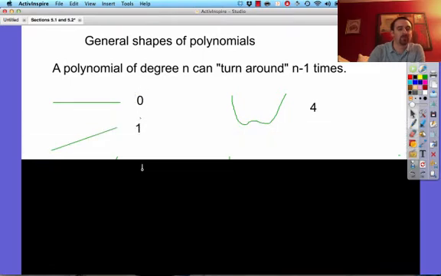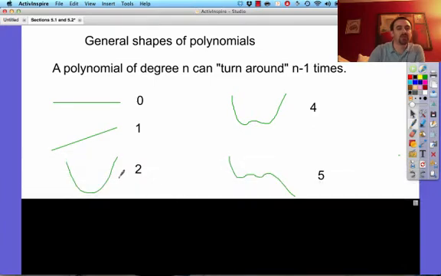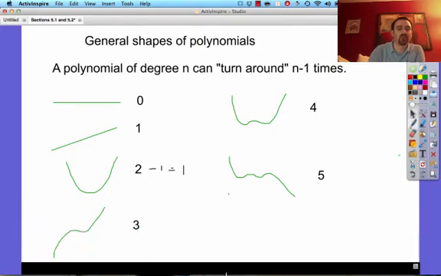Degree 1. Degree 1, 1 minus 1 is 0. So this can turn 0 times, which means that if it's going up, it's always going to go up. Never turns. Degree 2, well, 2 minus 1 is 1. So this can turn around once. It can start by going down and turn one time and go back up. Degree 3 can turn around at most twice. Okay, that means we can start by going up in this case. We can turn once, go down, and turn once more and go back up again.